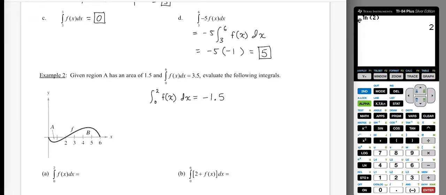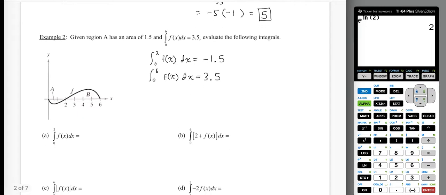All right, 0 to 6, that's given as 3.5. All right, so that's just by looking at the graph. Now, in part A, part A happens to be the thing we just figured out, so that's good. -1.5. For part B, 0 to 6, but the sum of a constant and a function.